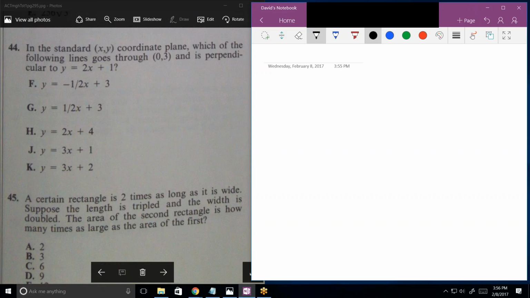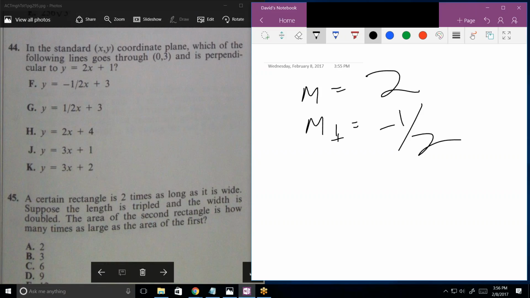What's the slope of this line that they gave us here? y equals 2x plus 1. The slope is 2. But that's the slope of the line that they gave us. They want to know about the perpendicular line. If the slope is 2, what's the slope of the line that's perpendicular to that line? Negative 1/2.